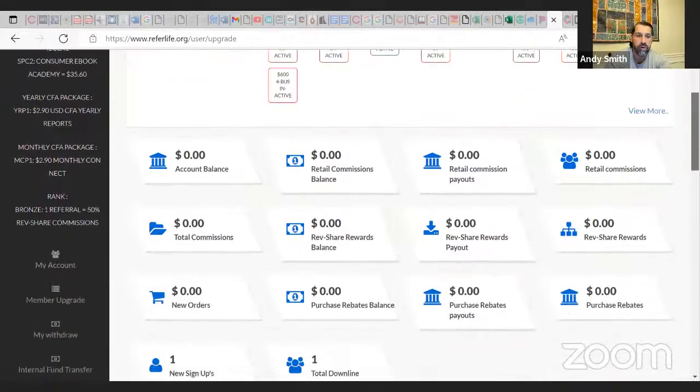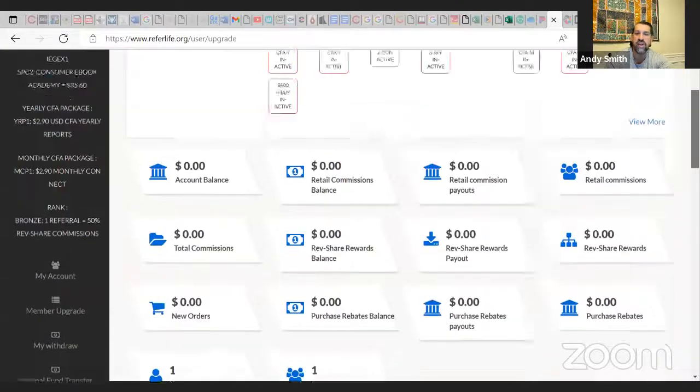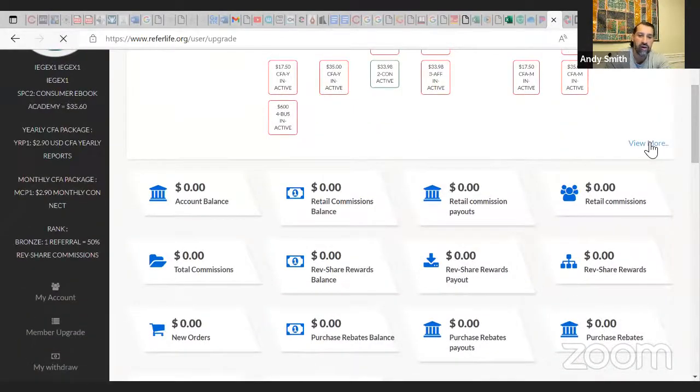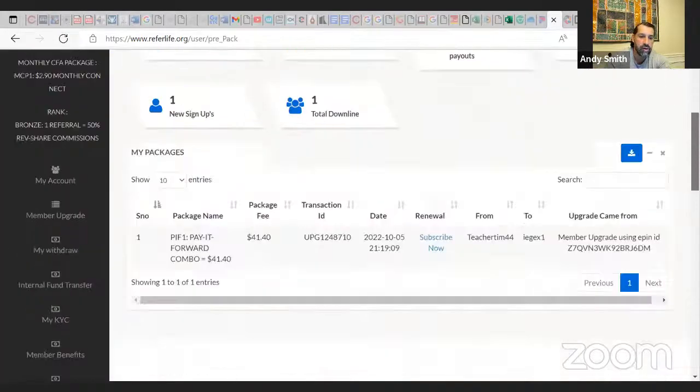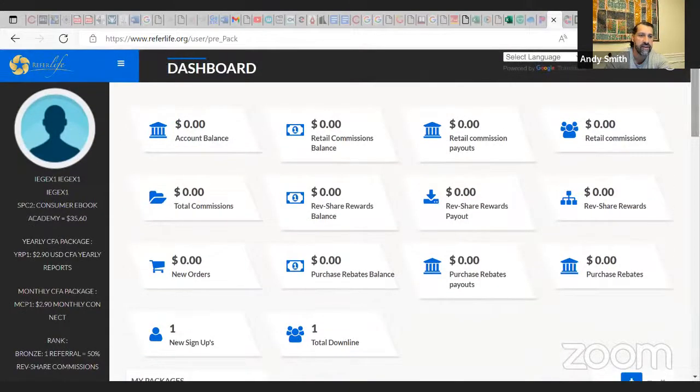When people are upgrading and building and growing underneath you, you will be able to see it in multiple places how that's working. Now, if you go here on the view more, we can look at how did this upgrade? Well, we just put in a pin from Teacher Tim. Money was sent to Teacher Tim from Ramon. Teacher Tim created the ID, and now we know where that ID came from and where that upgrade came from. It's as simple as that.